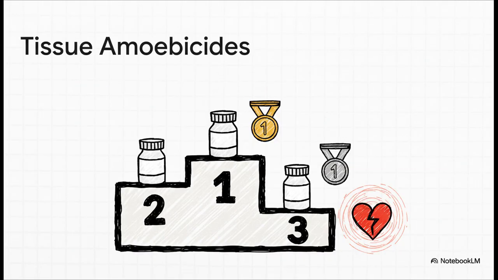I want you to think of these drugs like they're on a winner's podium. In that number one spot, you've got metronidazole. It's the absolute go-to for acute cases. Right behind it is Tinidazole, which is pretty similar but often a little easier for patients to tolerate. And then way over on the side, you've got Emetine and dihydroemetine. These are only brought out for the most severe cases, and that's because of one huge risk. They can be toxic to the heart.